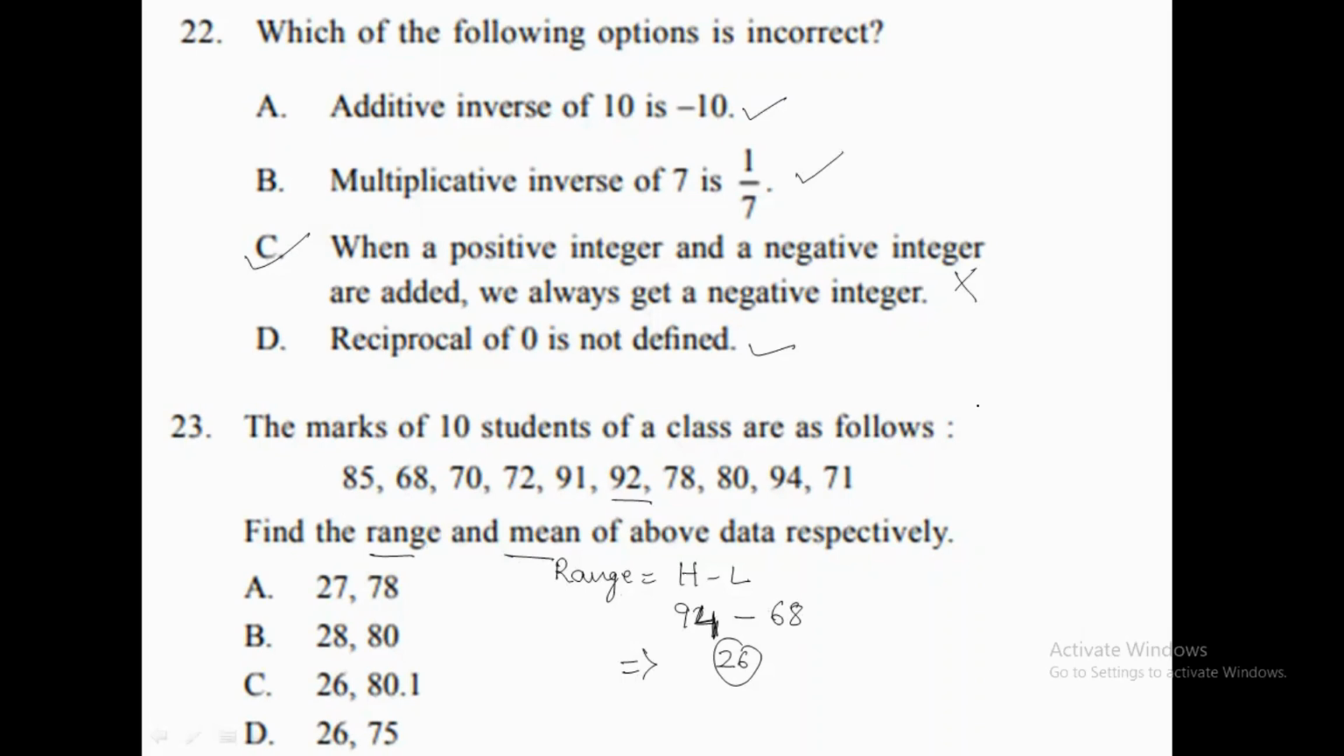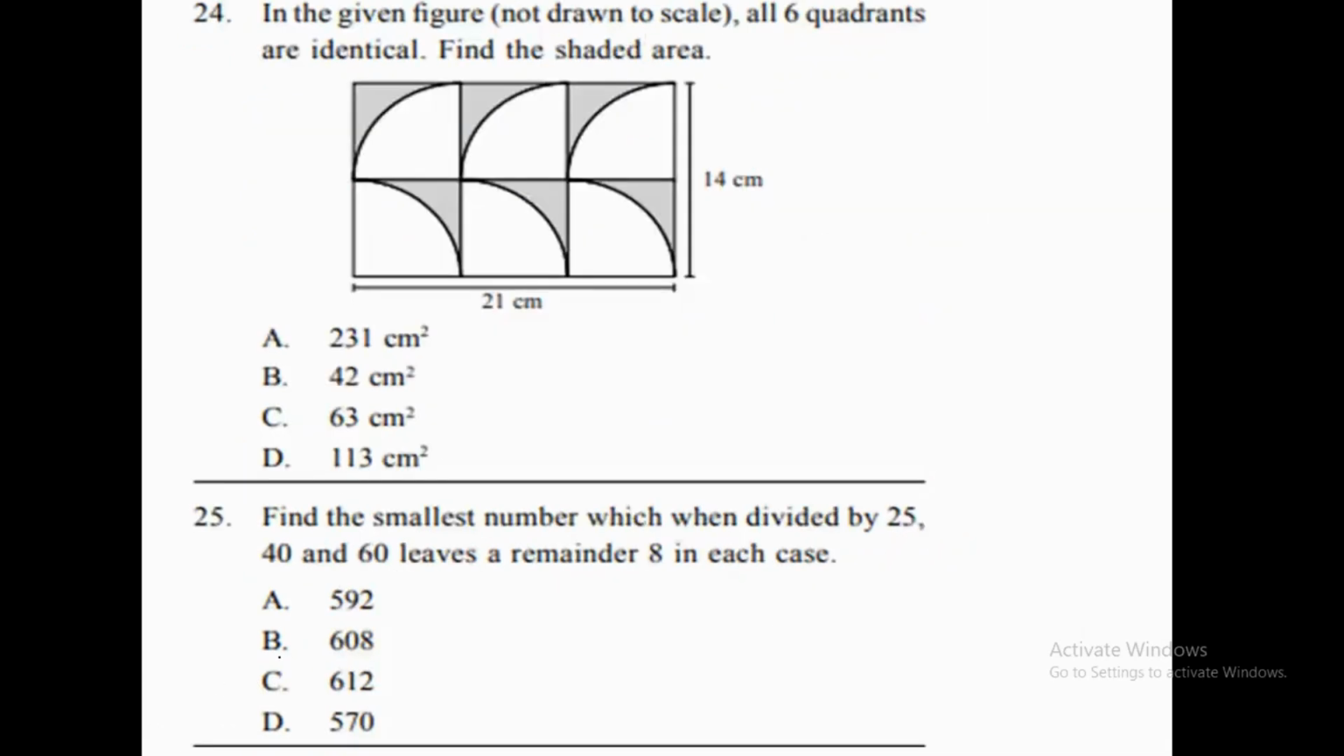Let's see what we get after adding all the numbers. After adding, we get 801. Now we need to divide it by 10 because mean is just like an average. First we add, then we divide by the number of students. So 801 divided by 10 gives 80.1. So that will be our mean. Our range is 26 and our mean is 80.1. That is option number C, so option C is our correct answer.